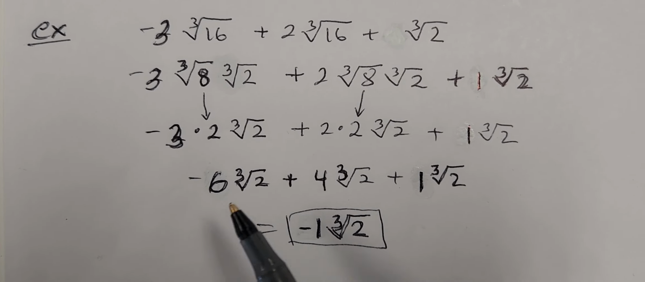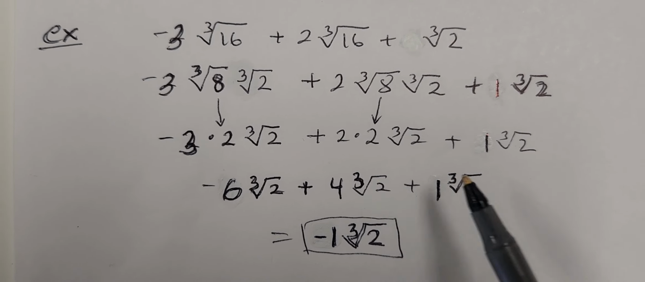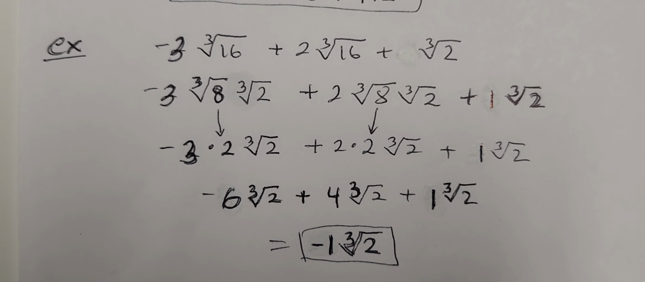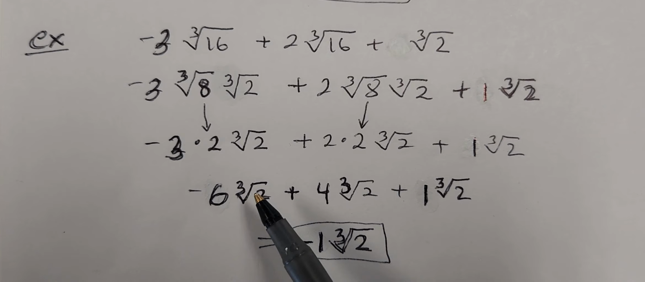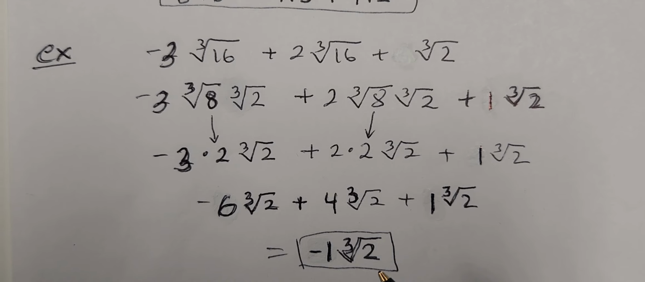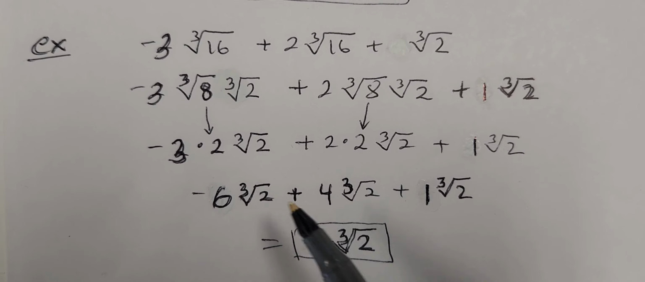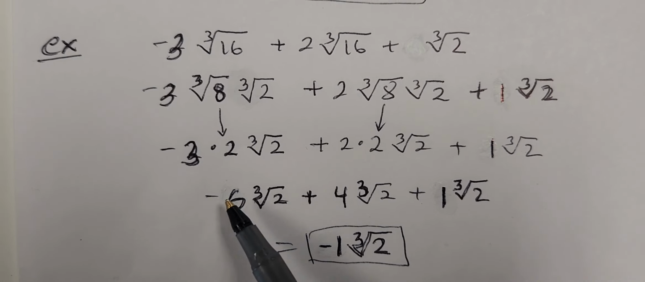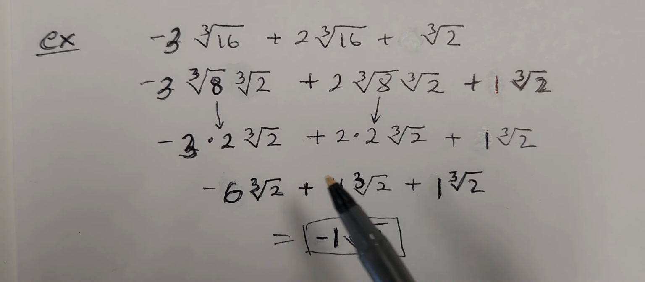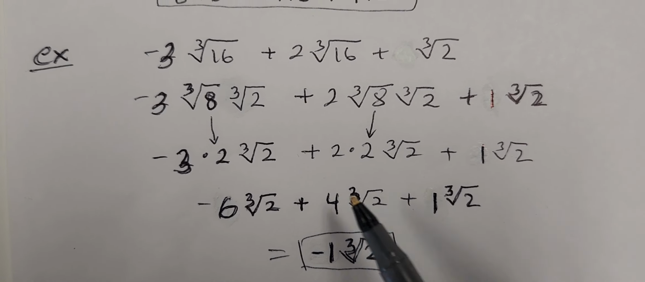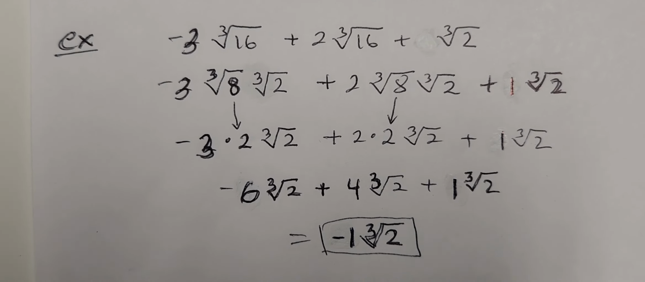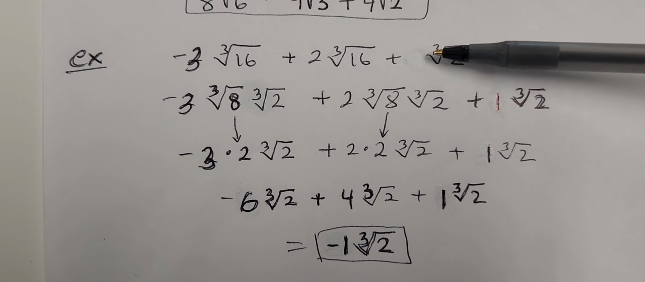Now if you look carefully, this is cube root 2, cube root 2, cube root 2. They are the same radical, so you can add and subtract them. The last step is to make sure they have the same radical, then you can add or subtract. Since this is negative 6, this is plus 4, and this is plus 1, negative 6 plus 4 gives me negative 2, and negative 2 plus 1 gives me negative 1 cube root 2. So this is the final answer for this example.